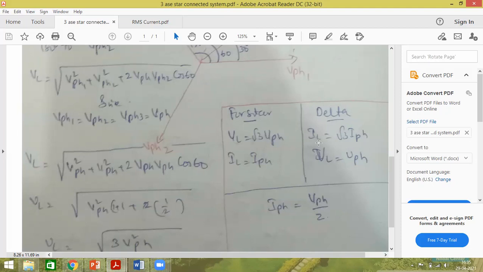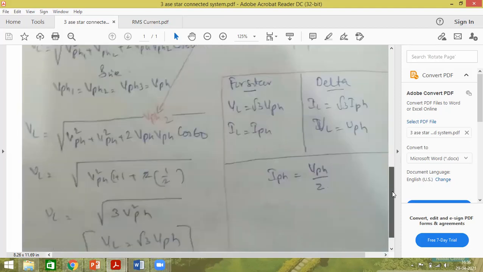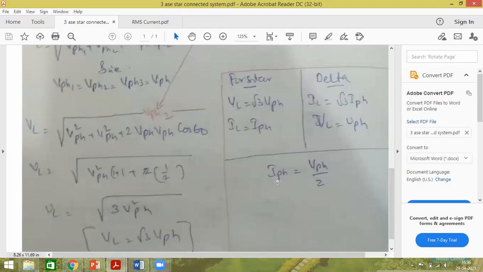So what is the delta equation? If you are deriving that expression, line current equals root 3 times phase current and line voltage equals phase voltage. So for today's class, be perfect with this formula. We'll do the problems, any method.